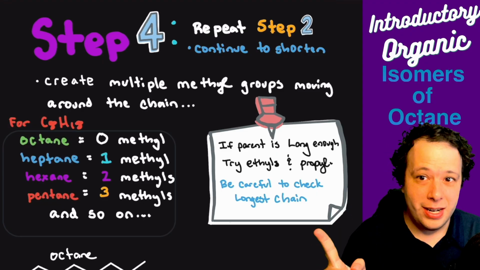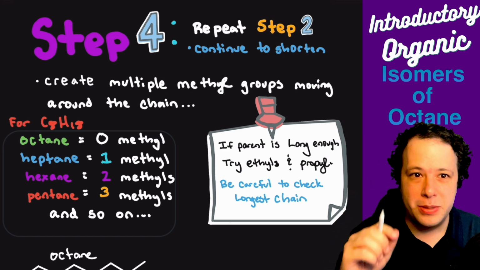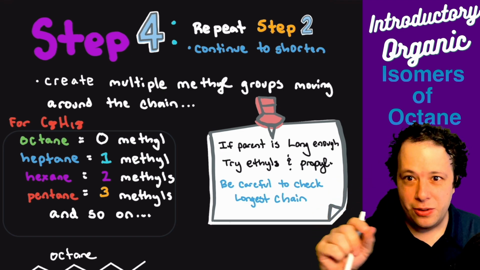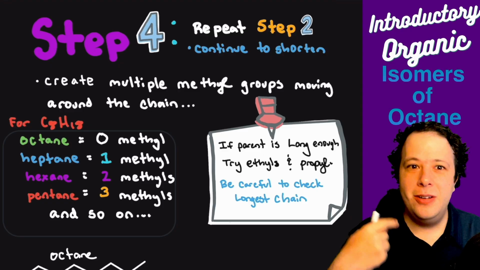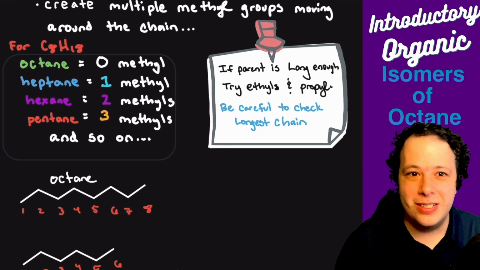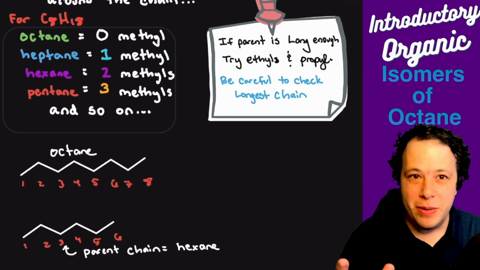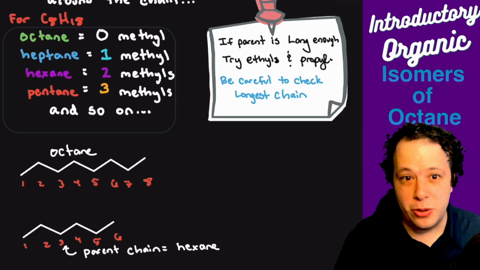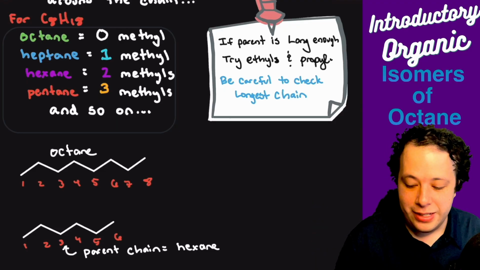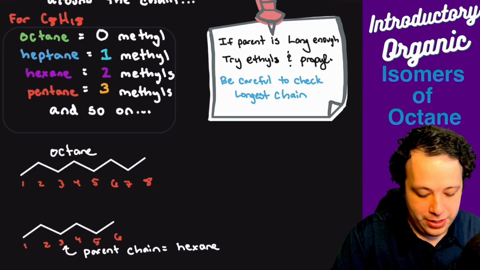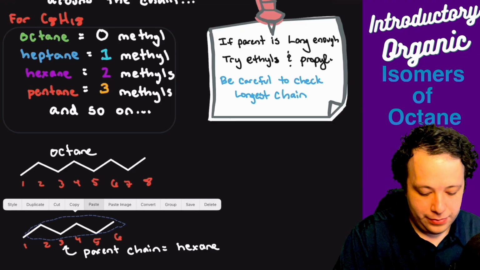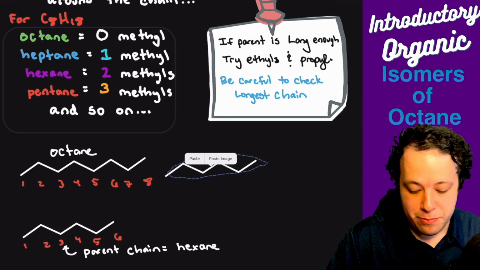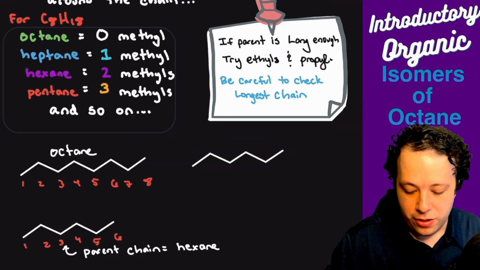So a little bit of a rule of thumb here: when we did octane, we had 0 methyl groups. When we did heptane, which was our longest chain, we had 1 methyl group. When we have hexane as our base, we're going to have 2 methyl groups, and when we get to pentane, we'll have 3, and it'll keep going until you run out of room, right? You have to keep in mind that all the carbons have to be present. So if I were to redraw this hexane, right?